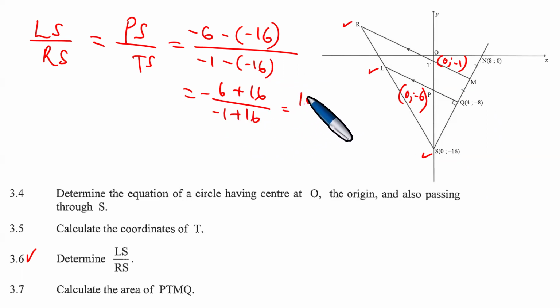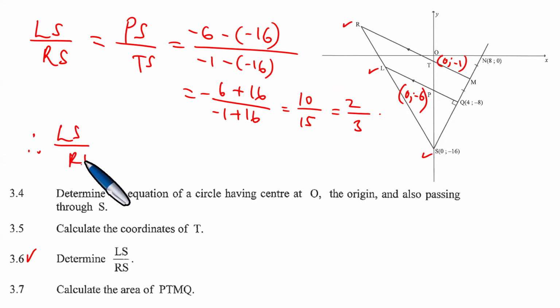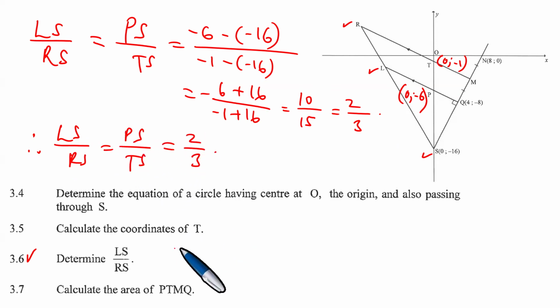And this is exactly 10 over 15. And 10 over 15 is what? 5 goes how many times? It goes 2 times and 3 times there. So this actually allows us to say, as a consequence, therefore, LS over RS is equal to PS over TS, and this is 2 out of 3. The LS over RS is just 2 out of 3, and we've just found that.